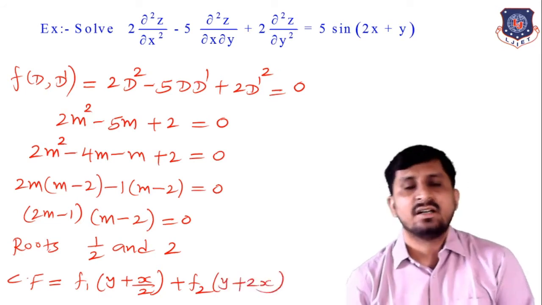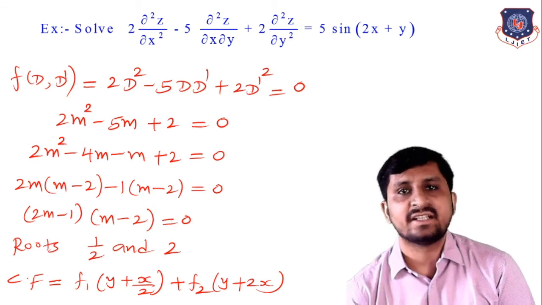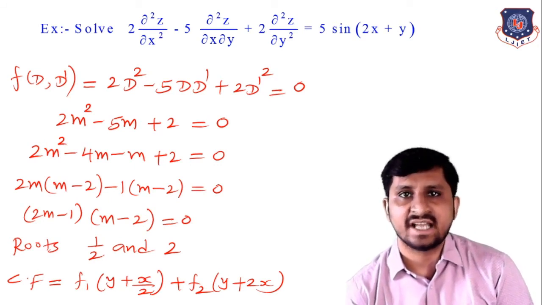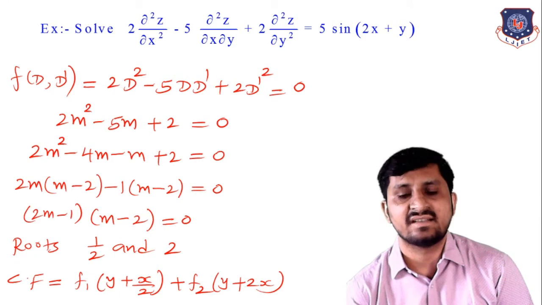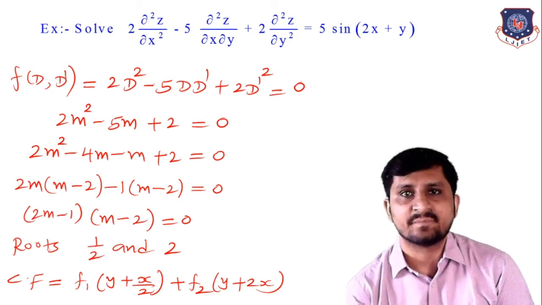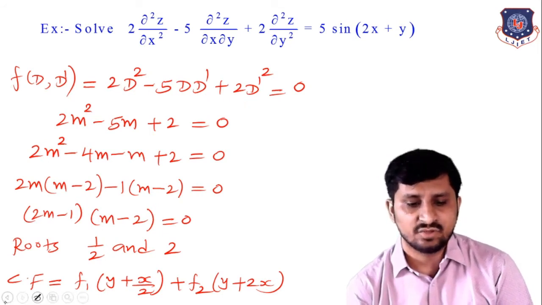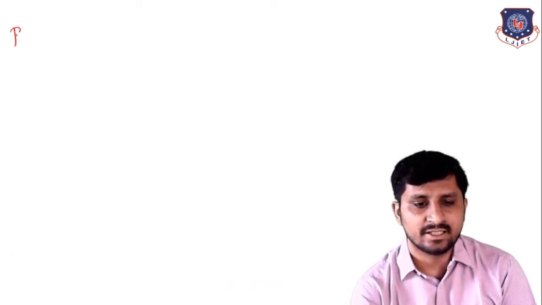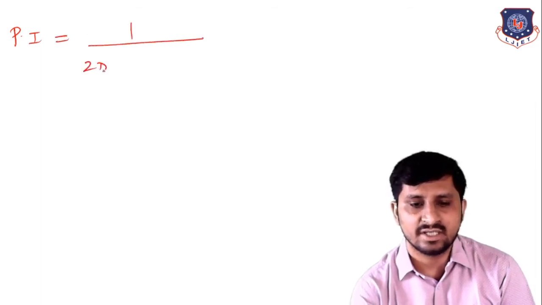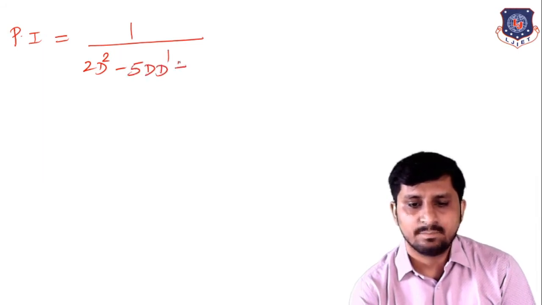Okay, and to find the particular integral, we know that the particular integral is nothing but 1 upon f of D, D dash into f of x, y, and f of x, y is here 5 sin(2x plus y), and f of D, D dash is nothing but 2D square minus 5 D D dash plus 2 D dash square. So the particular integral is equal to 1 upon f of D, D dash, so that is 2D square minus 5 D D dash plus 2 D dash square.